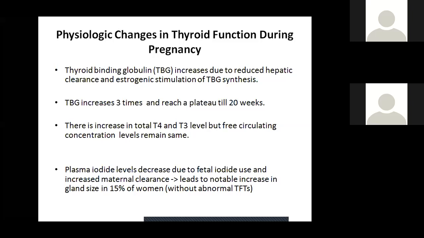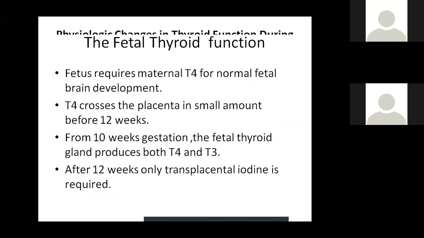Plasma iodide levels decrease due to fetal iodide use and increased maternal clearance. So it leads to a notable increase in gland size in 15% of women during pregnancy. But we generally don't treat these women because it returns to the normal level after delivery. This is the fetal thyroid function: before 12 weeks of pregnancy, the fetus is utilizing the maternal thyroid hormone for brain development. But from 10 weeks, the fetal thyroid gland starts producing T4 and T3. And after 12 weeks of pregnancy, the only thing that the fetus requires is iodine.